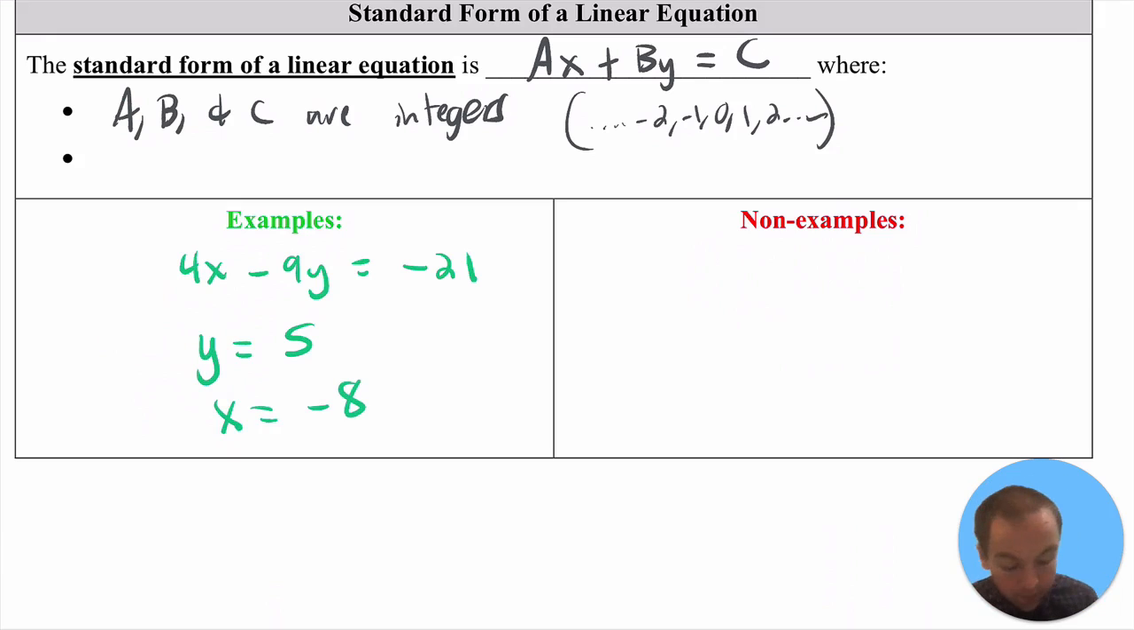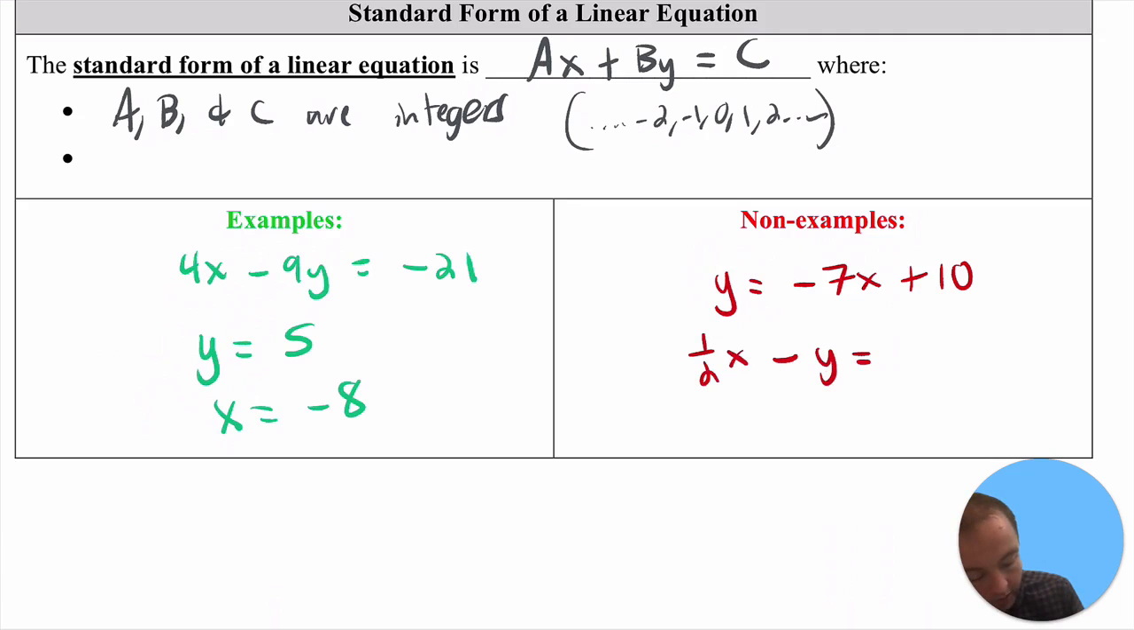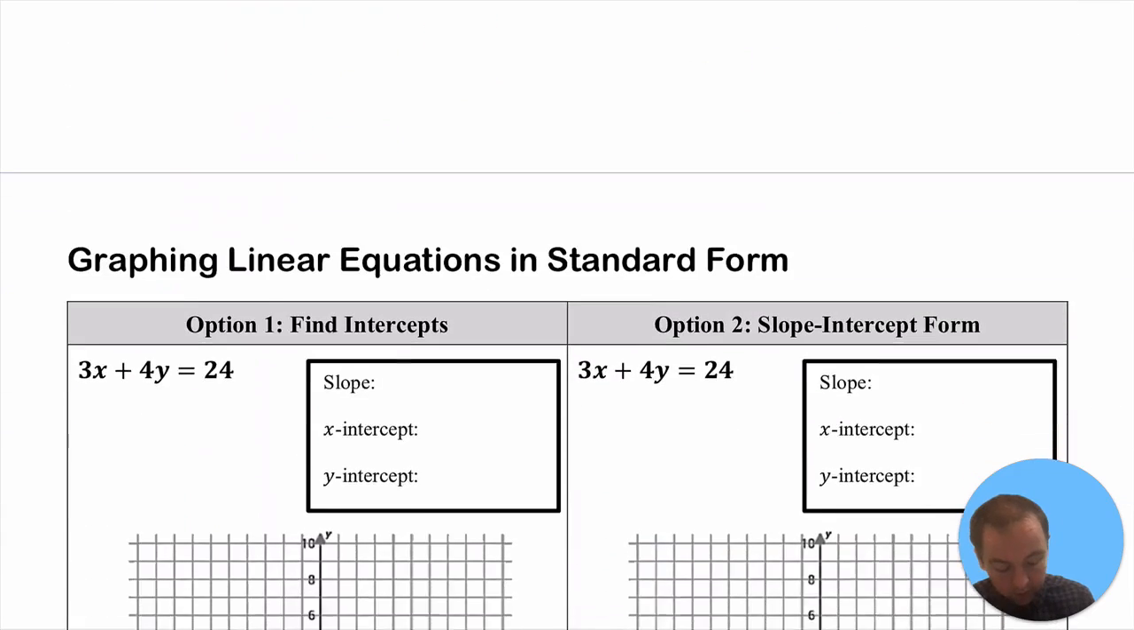Some non-examples would be if you had y equals -7x plus 10. Although everything there is integers, x and y are not on the same side as each other, so that's not in standard form. Also, if you had 1/2 x minus y equals 6, it's almost in standard form, but because you have a fraction right there, you want to make sure you have an integer, and there's a way we can fix that, which we'll get to in just a little bit.